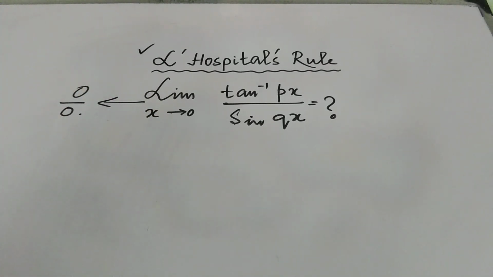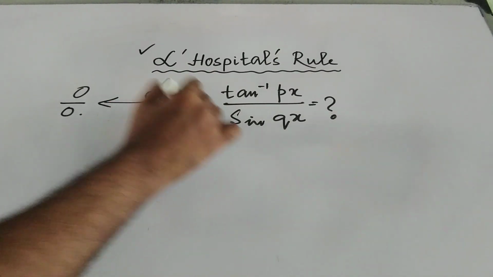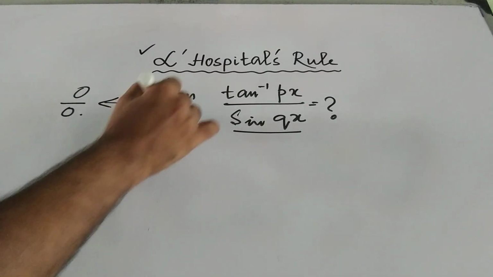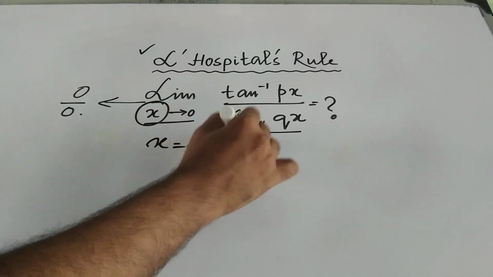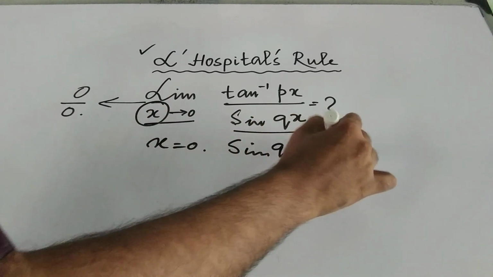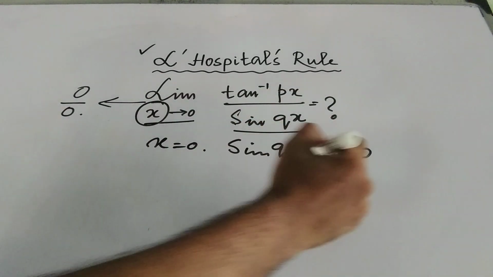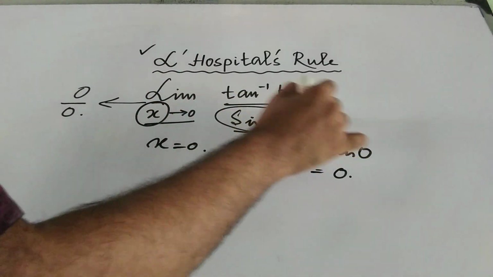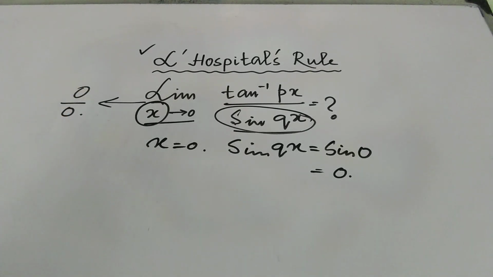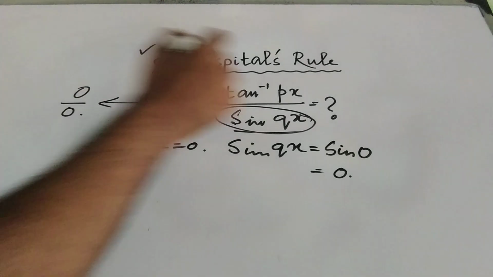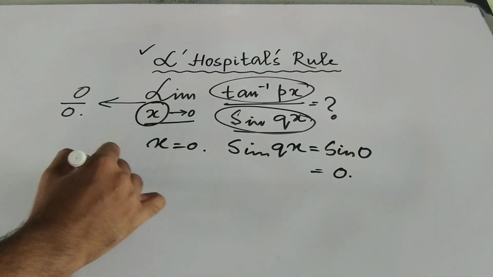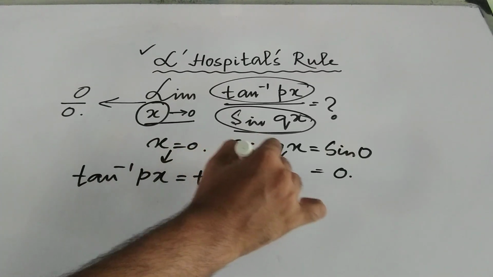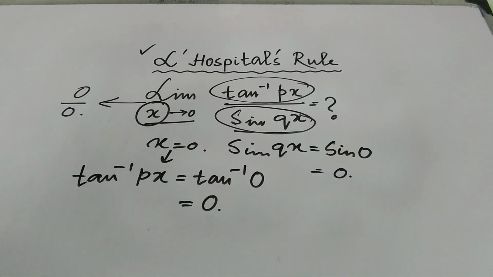What is the 0 by 0 form? Here in the expression you can see the limit as x tends to 0 of tan inverse px by sin qx. If you place the actual value of x as 0, then sin qx becomes sin 0. Q into 0 is 0, so that is 0. Putting the actual value in the numerator and denominator both, first we have to evaluate if both are being evaluated as 0. Similarly, if I evaluate tan inverse px by placing x equal to 0, it is tan inverse 0, and we know tan inverse 0 is also 0.